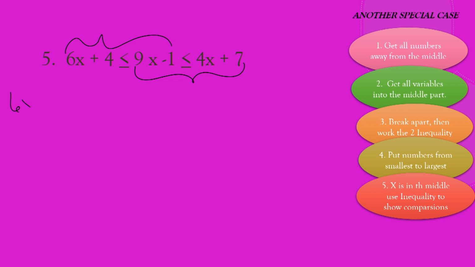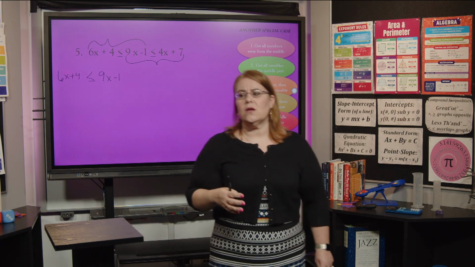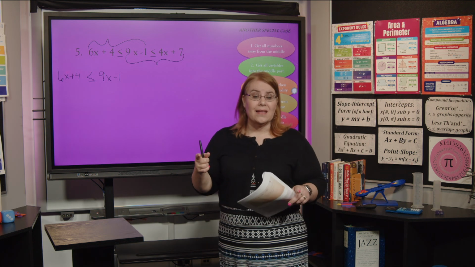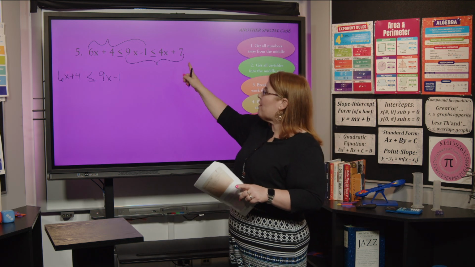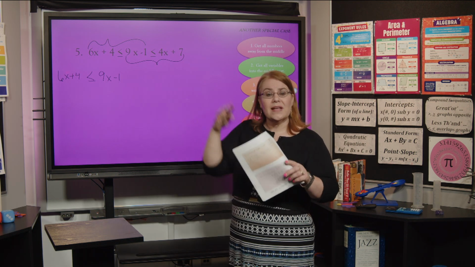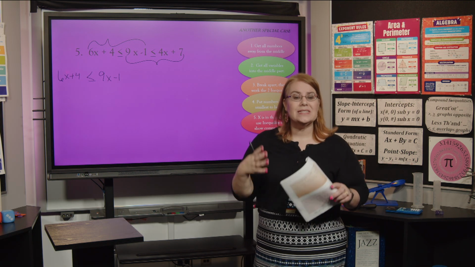So I have 6x plus 4, which is less than or equal to 9x minus 1. And you may be sitting there going, Miss Killen, earlier in the lesson, we had 3 parts. We did, but we did not have variables in all 3 parts. So that's why I'm doing this a little different. This one is another special case.